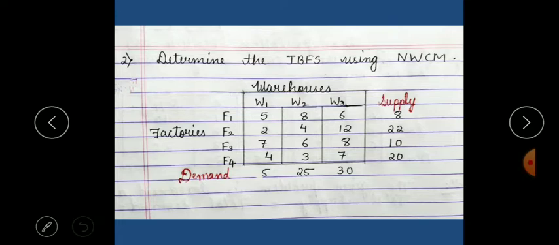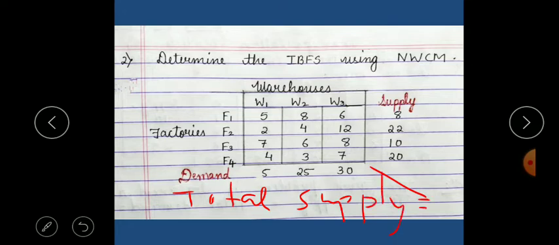There are four factories, F1, F2, F3, F4, and three warehouses, W1, W2, W3. The first step is always to check whether the total supply is equal to total demand or not. So what is the total supply? I'll write it here itself. Total supply equals, add up all this, 8 plus 22, 30, 40, 50, 60. So the total supply is 60.